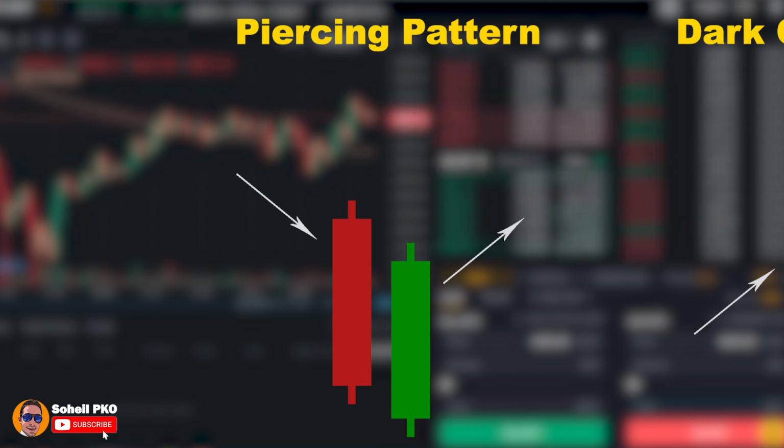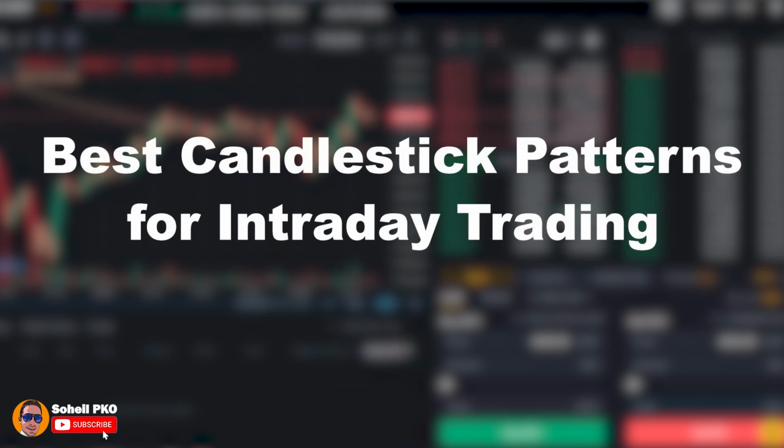Having a piercing pattern following a decline of the price or near a support level alongside some bullish signals from other tools in your trading strategy can increase the probability that the price may turn its direction and start advancing. In this video, I discussed some candles and patterns that more frequently happen in intraday time frames, and they can be part of your analysis in scalping or day trading.